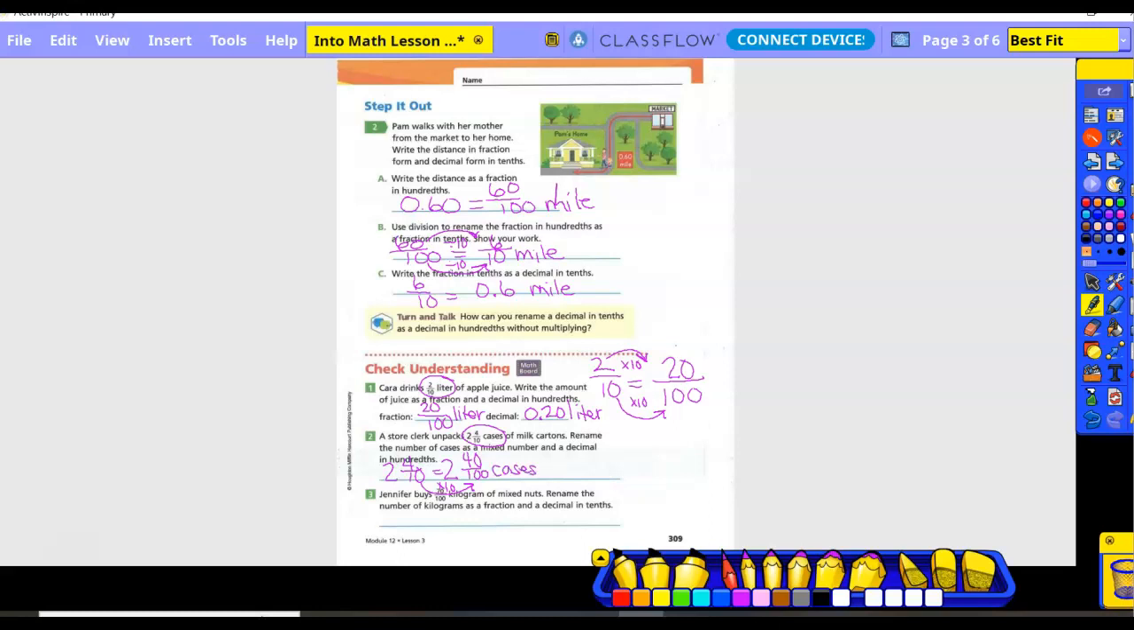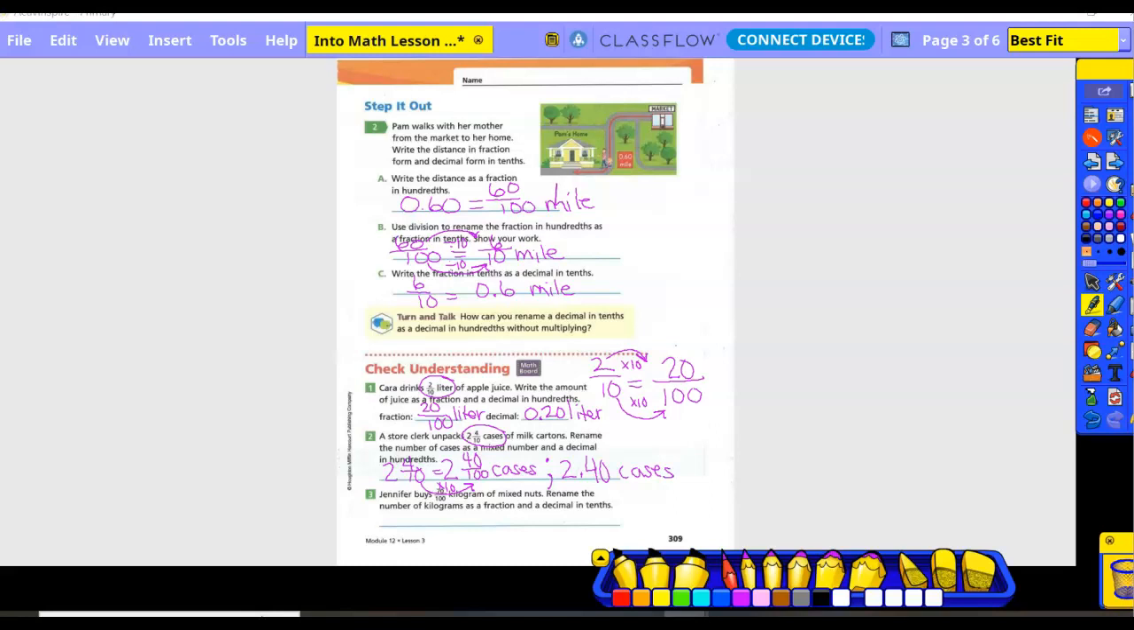Okay. How do I write that in decimal form? Do I have a whole number? Yes. What is my whole number? 2 decimal. And then what is my hundredth place? 40. Sorry, just write 40. And then cases.